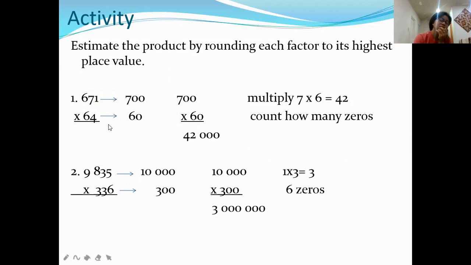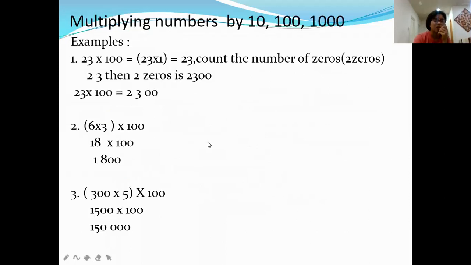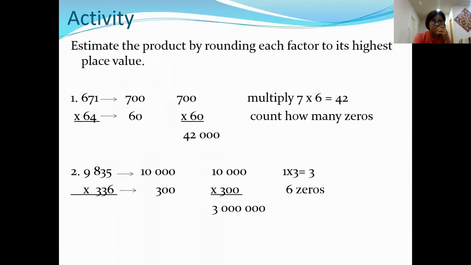Then 64, the number beside 6 is 4. 4 or less, just retain the number. So we have 60. And let's multiply 700 times 60. Again, we are going to multiply first the numbers. We have 7 times 6 is 42. Then count how many zeros. We have 1, 2, 3. So that's why we have 3 zeros.